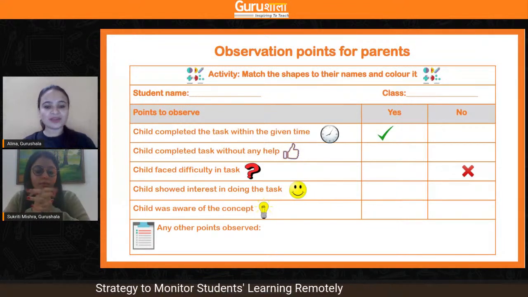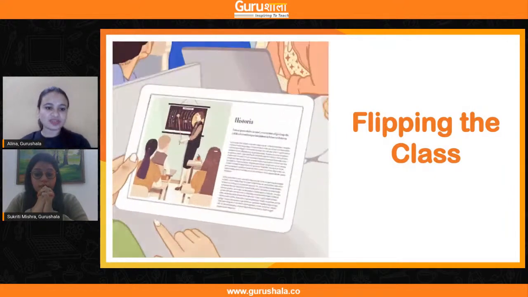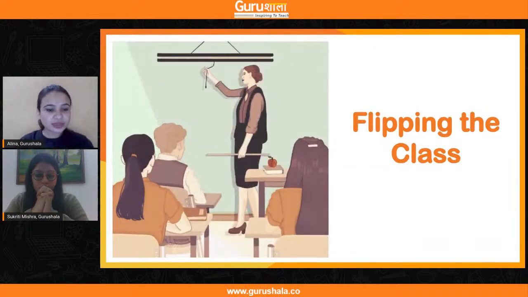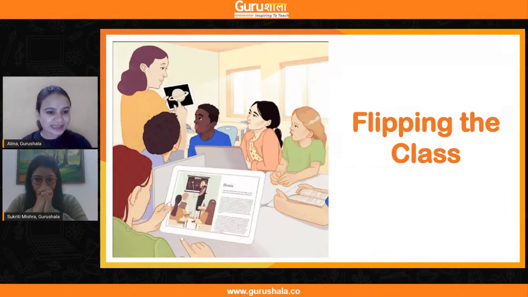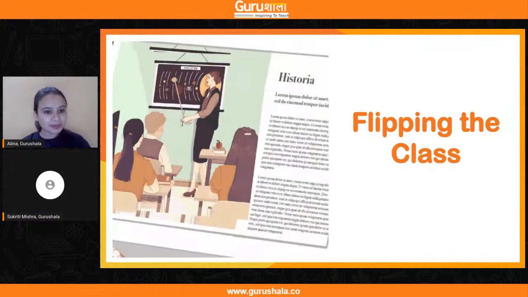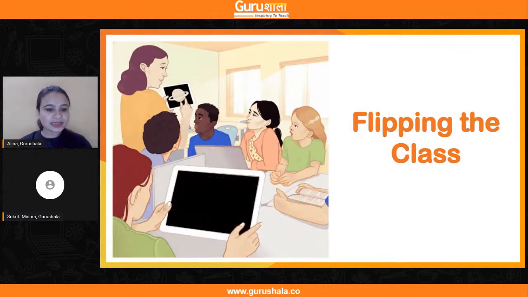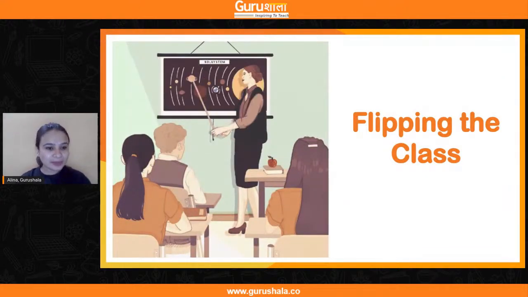Right, Sukriti. So, if we move ahead and talk about another strategy that can be used by teachers while teaching, here we are talking about the larger framework, which is ICI: identify, create, and implement. So when we talk about implement, in this element, we see how teachers can use this while implementing.